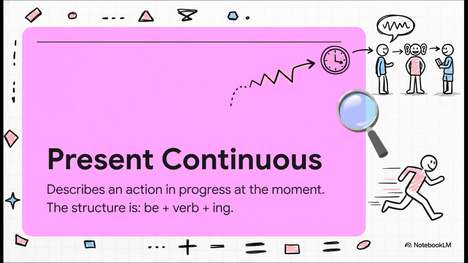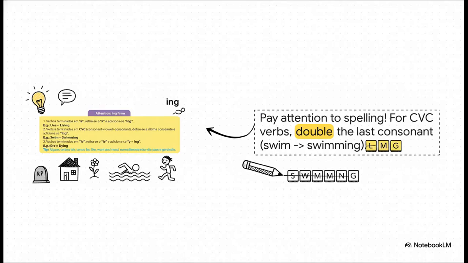First, you take the right form of to be, which we already mastered, right? Am, is, or are. Then you just add your main verb with ing on the end. So I am talking, you are listening. It's all about an action that's happening right now. Just a quick heads up on the spelling when you add that ing. If a verb ends with a silent E like in live, you drop that E before adding ing, so it becomes living. And for short verbs with that consonant-vowel-consonant pattern, like swim, you double that last letter, swimming.